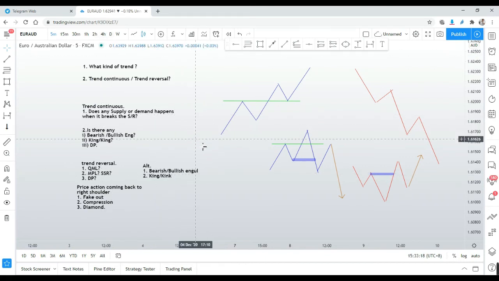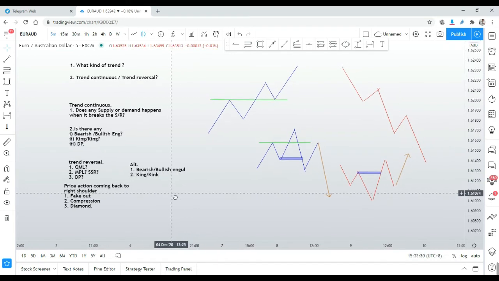Then of course, how to trade: we need to identify the price action coming back to the right shoulder. What kind of price action? This is for the late retest. This kind of price action will give you very, very good confidence. Not only that, it gives you confidence and confirmation that the big banks are gathering liquidity before the big fall.